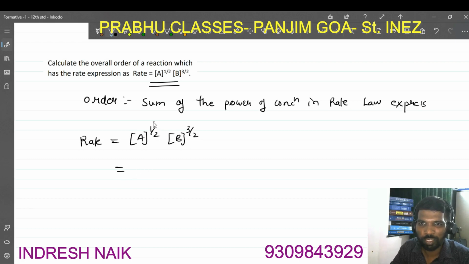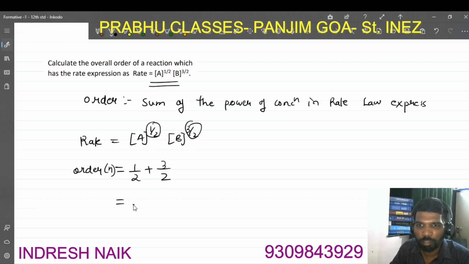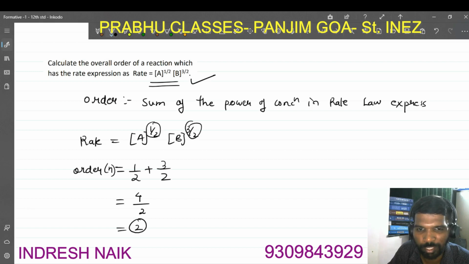Okay. See what is the sum of this? Half plus 3 by 2. So the order n is half plus 3 by 2, which is 4 by 2, which is equal to 2. So this is a second order reaction. We can find this very easily.